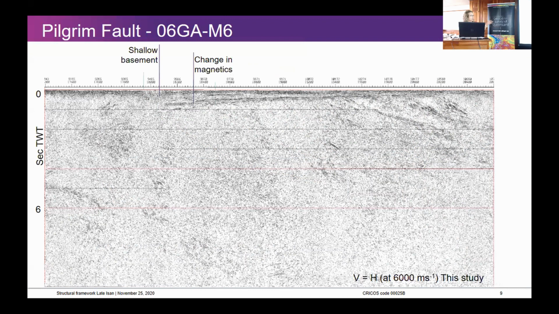So then I'll show you the working interpretation I've got, and highlight across the top here. I've just got a couple of tick marks. This first one shows the edge of the Cambrian units. This next one shows the edge of shallow basement.